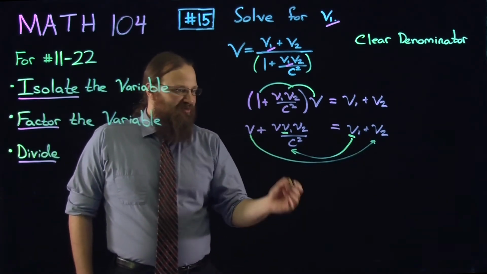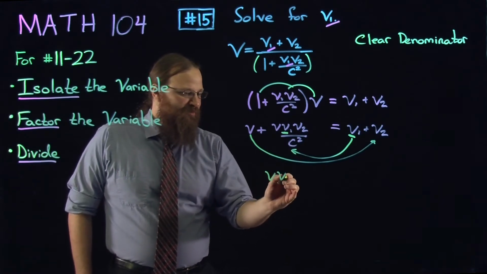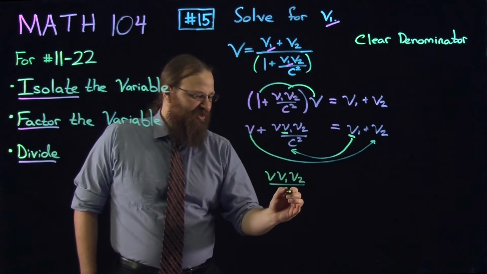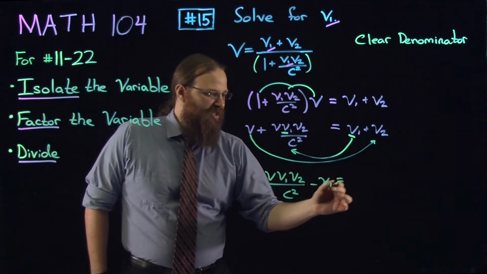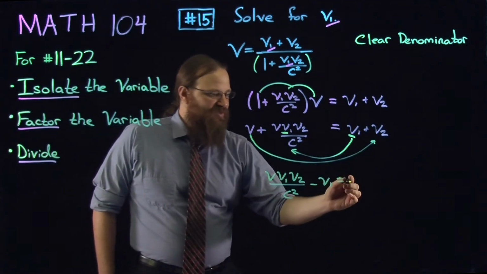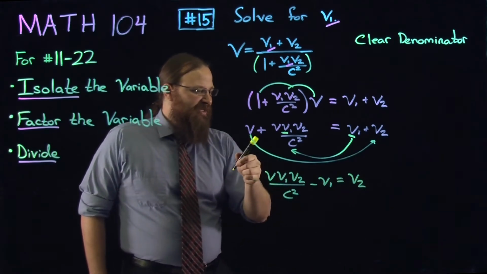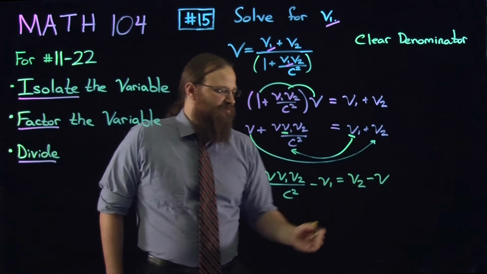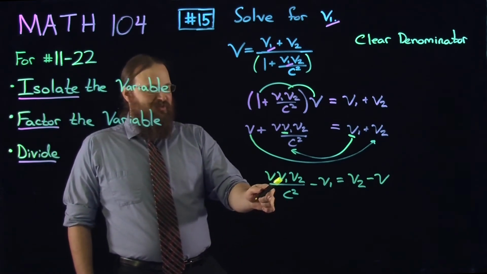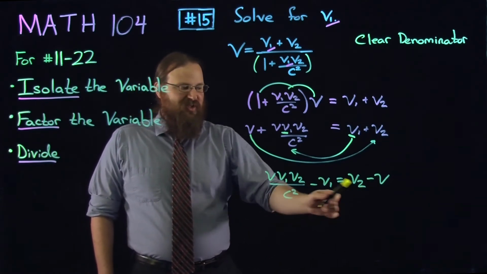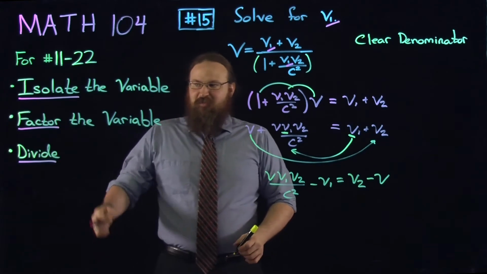So now what we have is v, v1, v2, all divided by c2. We subtracted the v1 over. And on the right-hand side we had a v2, and we subtracted over a v. Now we have the v1 isolated. On the left-hand side we have v1, and on the right-hand side we have no v1s. We now move to factoring.